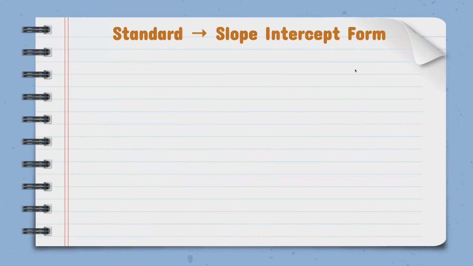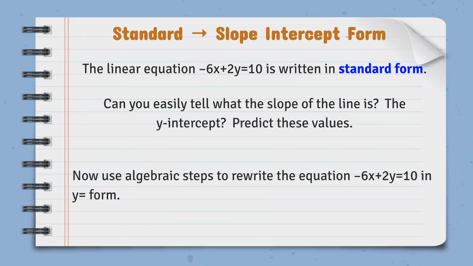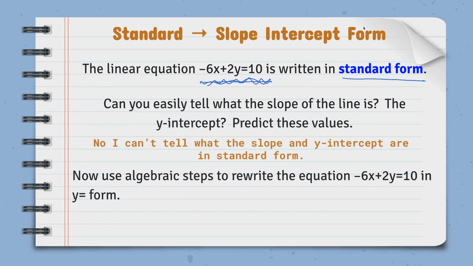So going from standard to slope-intercept form, the linear equation -6x plus 2y equals 10 is written in standard form. It's important to know the difference between standard and slope-intercept form. Can you easily tell what the slope of the line is? Can you tell what the y-intercept is? Can you predict these values just from standard form? Well, the answer is you can't tell easily what the slope and the y-intercept are when it's in standard form. The more experience you get, the more you can kind of see in your head what the slope and y-intercept can be. But when it's in this form, we can't tell.